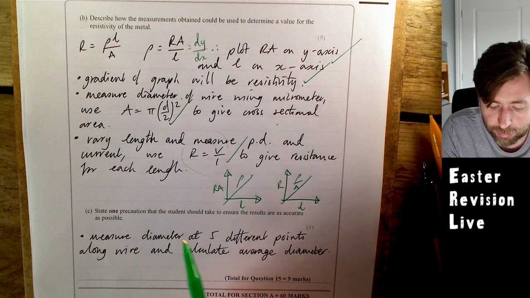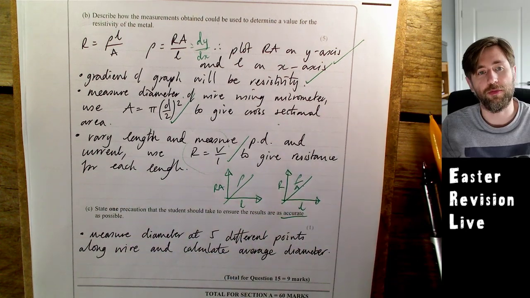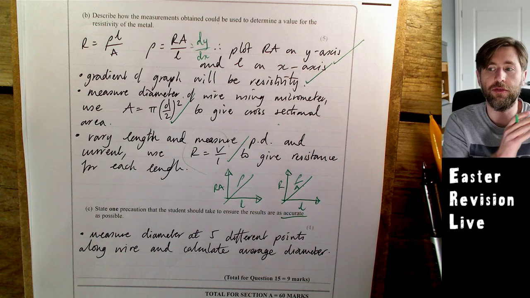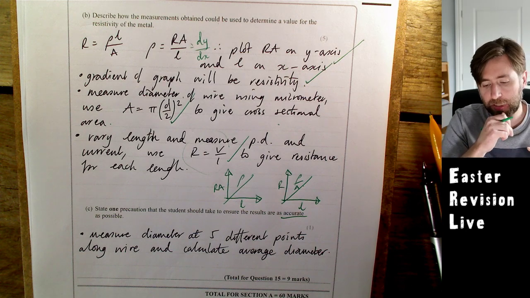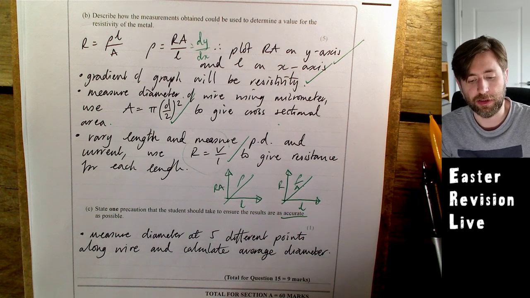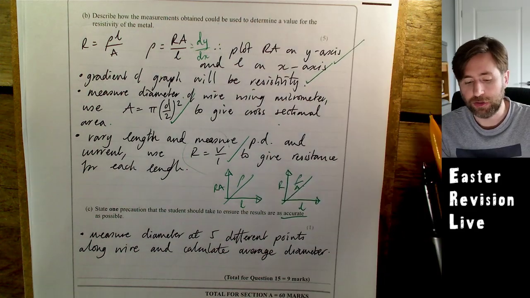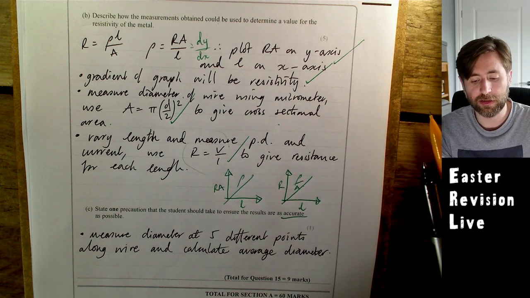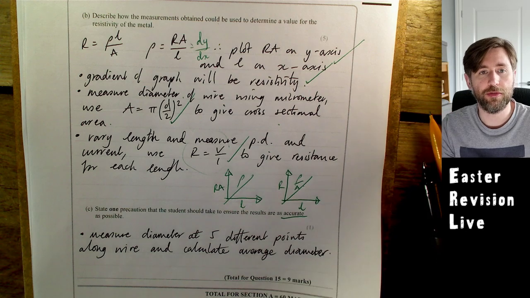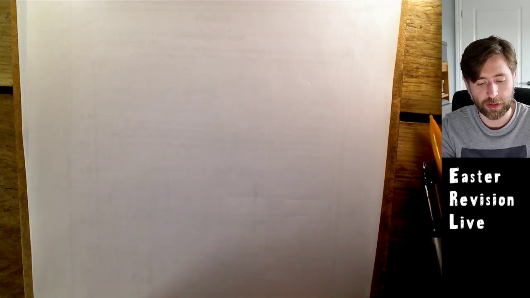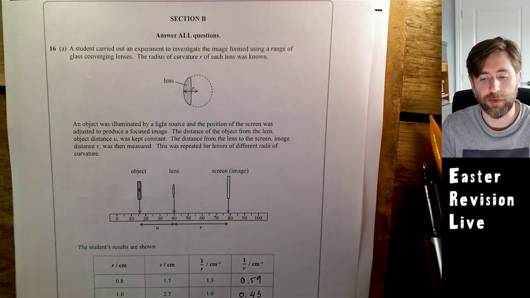And one precaution the students could make to make sure the results are accurate, well, this is the one where you use a micrometer and you measure in 5 or more different points. You could say 5 points at right angles to each other as well, and calculate the average diameter. You could talk about keeping the current nice and low to ensure that you didn't get any heating effect. Or keeping the wire nice and straight, nice and taut, so that your measurement of length was accurate. But I think the most obvious one there is to measure in 5 different places to give yourself an average dimension.